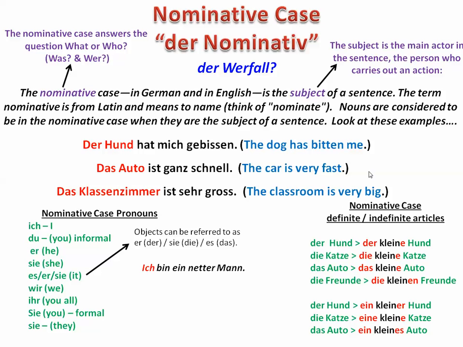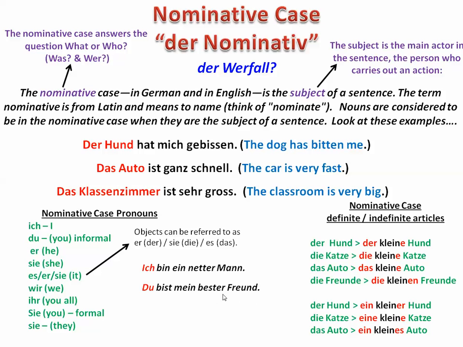Let's look at some examples. Ich bin ein netter Mann. Ich is the subject pronoun, nominative case. And ein netter Mann is also nominative. We're going to talk about this next. But look at how Mann is a der word. So we have ein, and I have an er onto net, netter Mann, ein netter Mann.